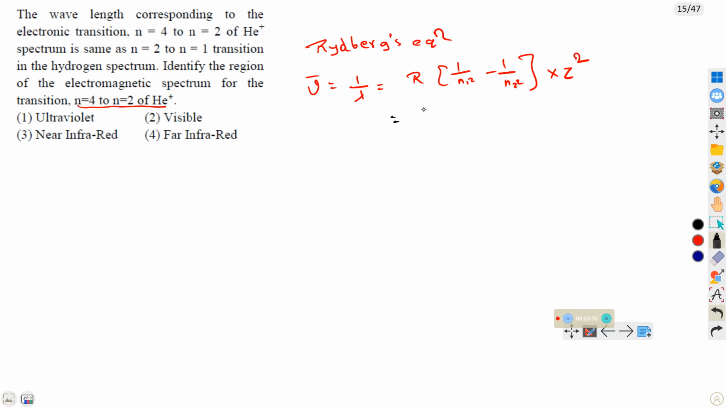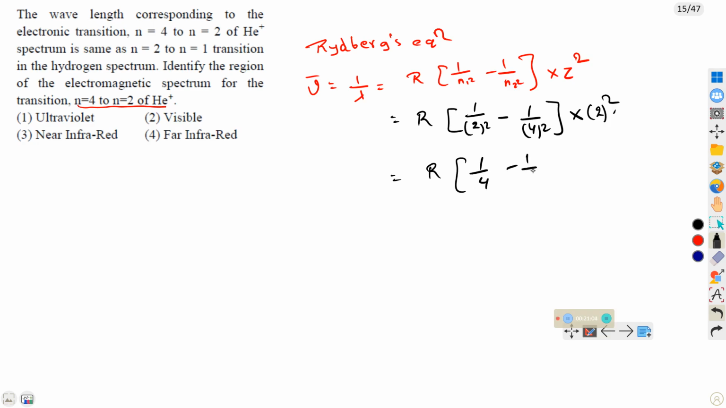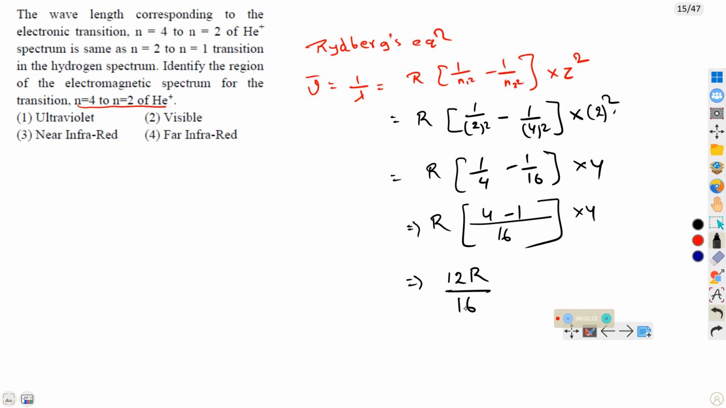So calculate R into (1/2)² minus (1/4)², helium atomic number 2 squared. 1/4 minus 1/16, into 4. Calculate the LCM: 16, 4 minus 1, that is equal to 12R/16, 3 times 4 times 4. 1/lambda is equal to 3R/4. Lambda is equal to 4/3R.